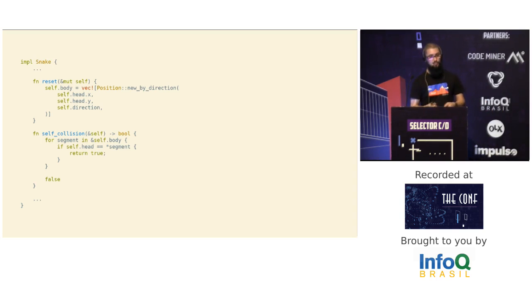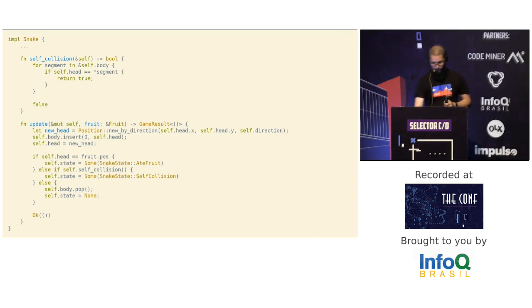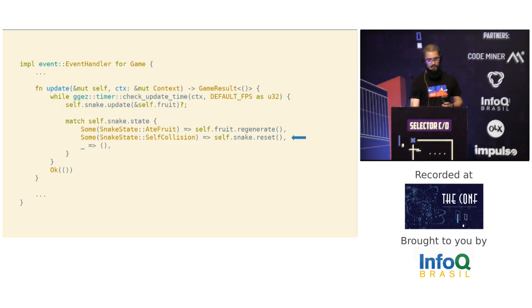And for the self-collision, what we are doing is just looping through the whole body and checking if the head and the body are in the same position. We are checking for the self-collision, so it will return a Boolean. And if it returns true, we are changing the state. And then if we reach this state, we will call the reset.